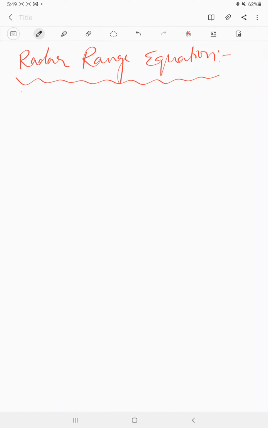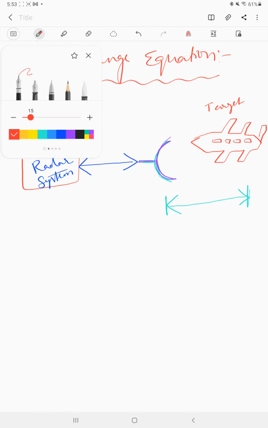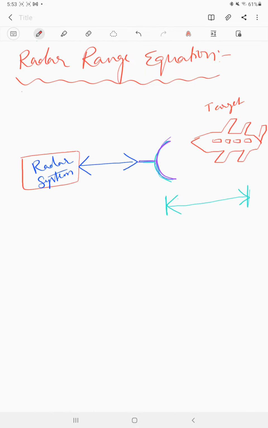In this video lecture today I am going to discuss the radar range equation. Here I have a radar system, which has been trained to identify the range of the target. This is the range, this is the target, and this is the antenna.